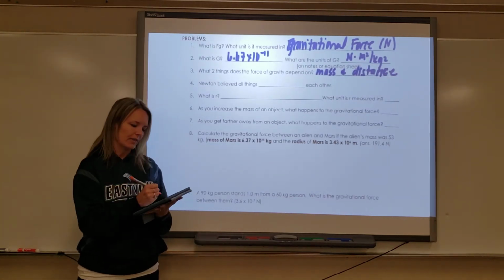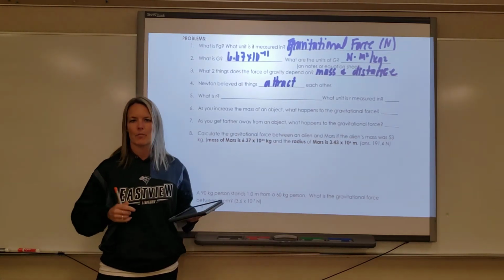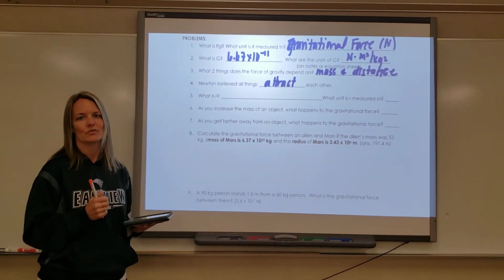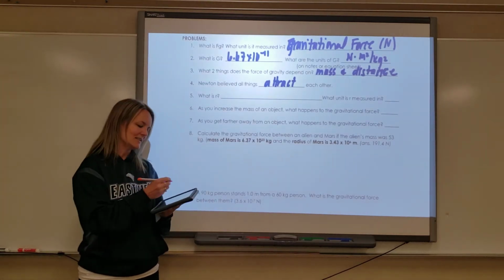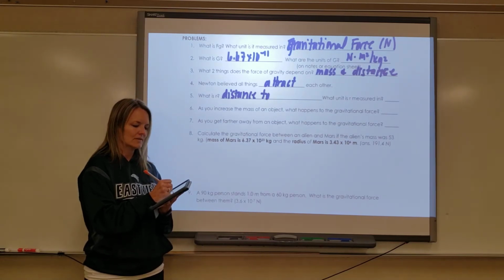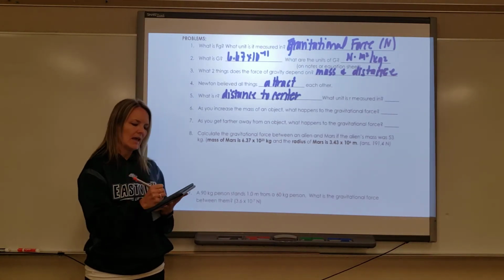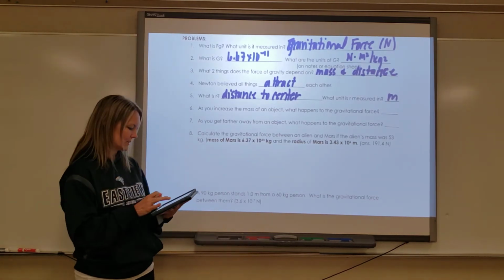Newton believed all things attract each other, and that is where he came up with the equation, the universal law of gravitation. What is R? It is the distance to the center of the object, and because it's a distance, it has to be in meters.